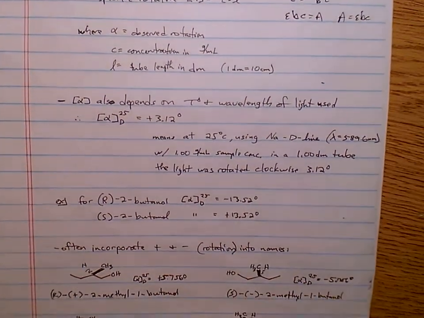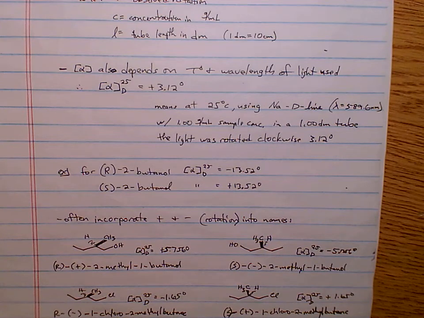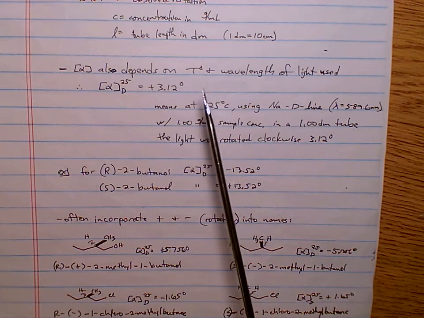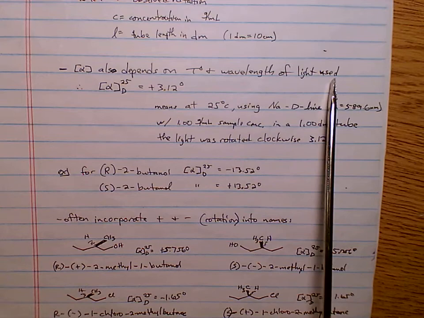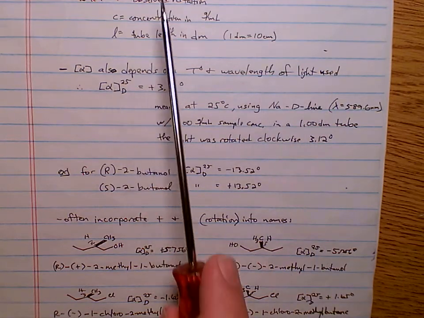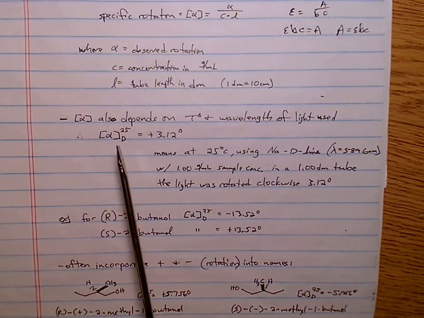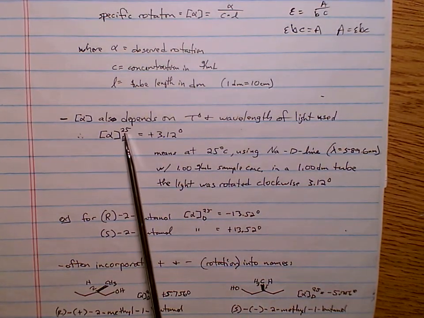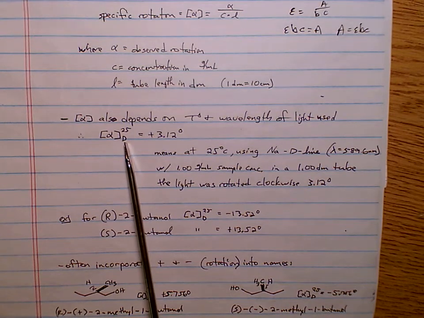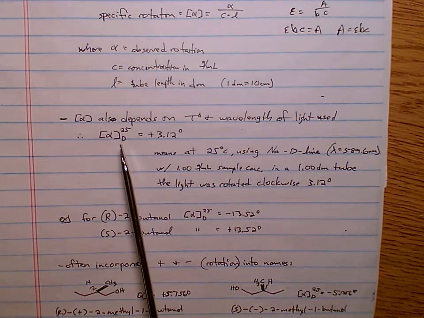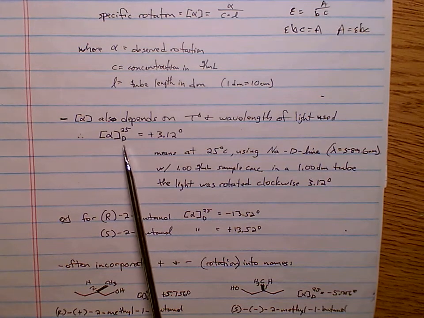Now, this also, since we're talking about light and its wave going up and down, depends a little bit on the wavelength of light used. So when you see your specific rotation, the alpha in the square brackets, you often see 25D. 25 because we're at 25 degrees Celsius, D because we're specifically looking at the light emitted when you pass a high voltage electricity through sodium. We call them the sodium D lines. They are two yellow emission lines when electricity goes through sodium gas.